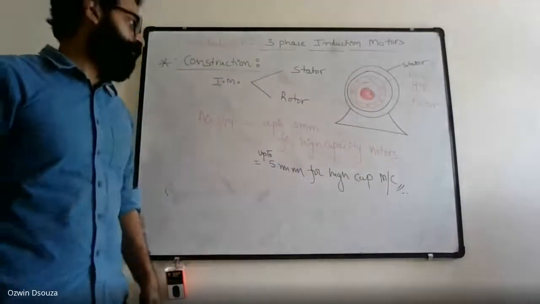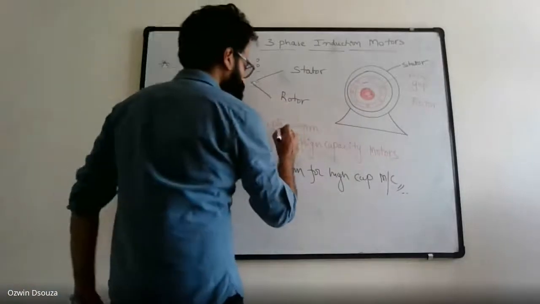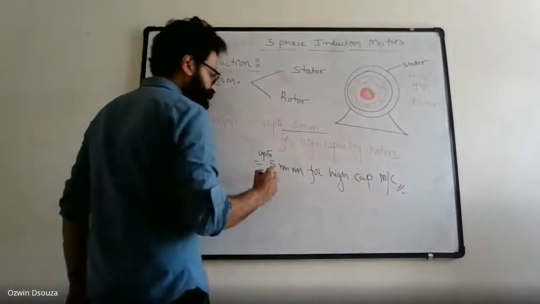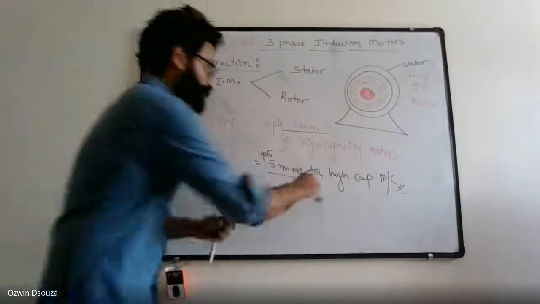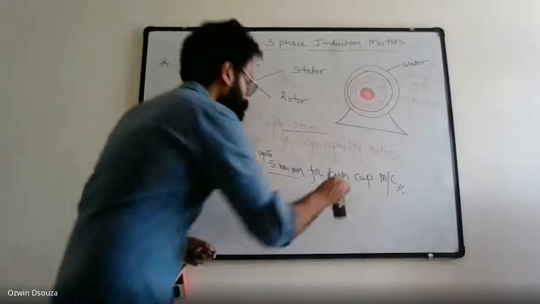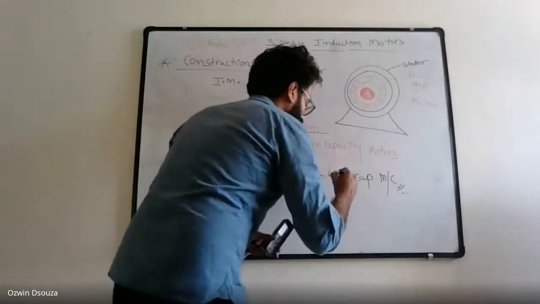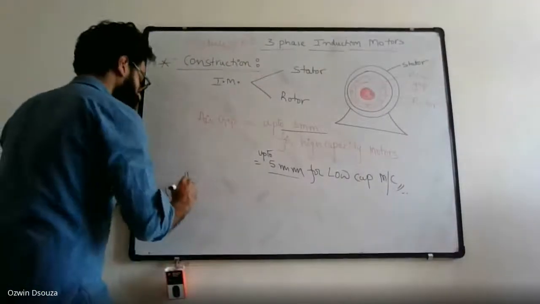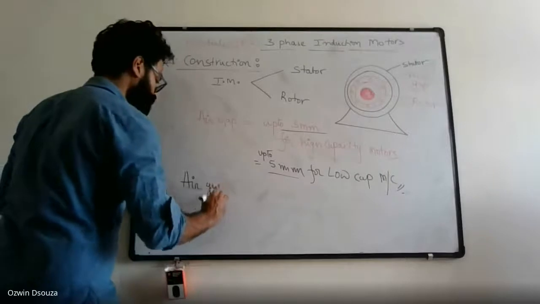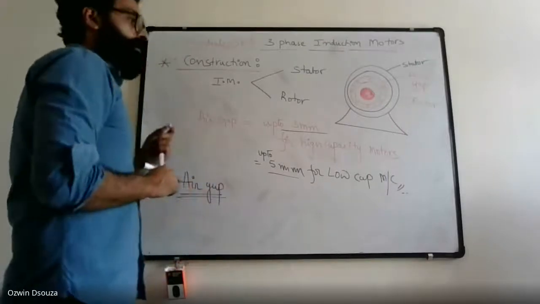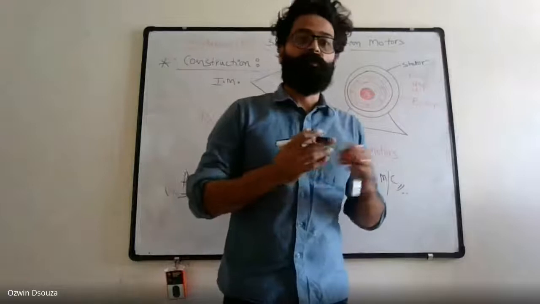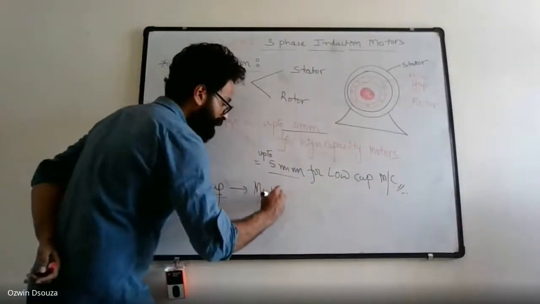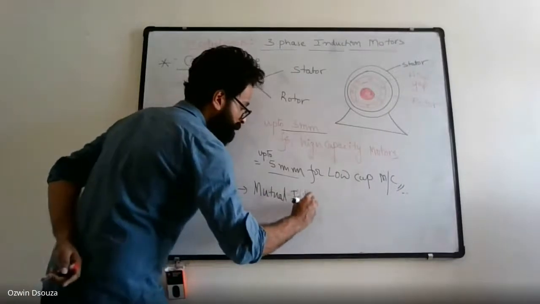And what should be the clearance of the air gap? It should be very, very small, as small as 3 mm for high capacity motors and 5 mm for, let's say, low capacity. Okay, my bad, this is low capacity. So the air gap basically facilitates mutual induction.